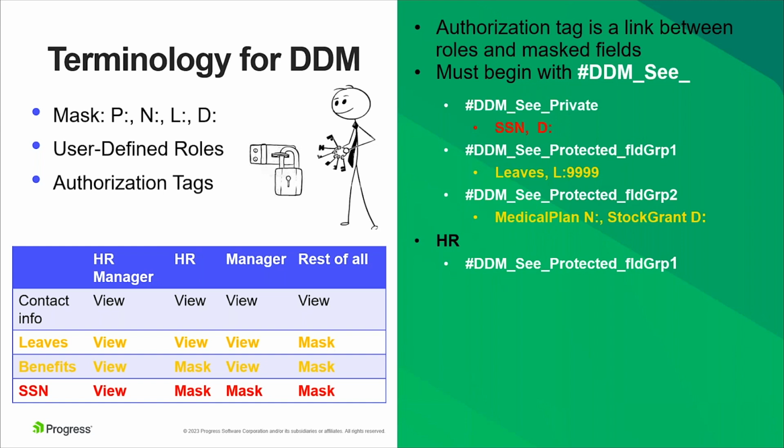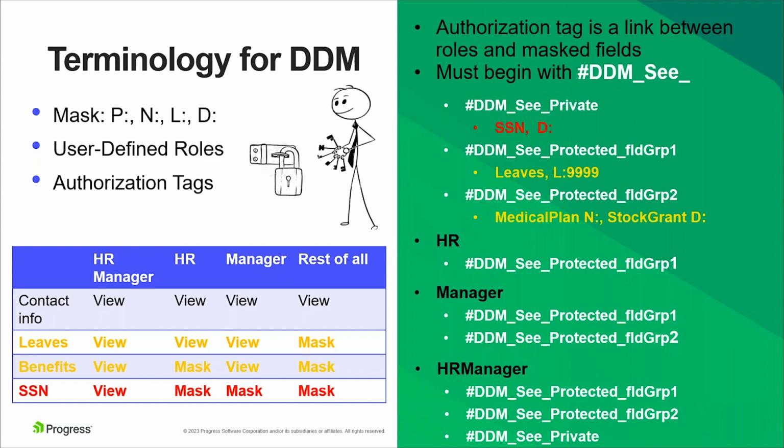In this case, field leaves. In the same way, we have assigned tags, and the tag for that field is only assigned to the HR manager role. So only people who are assigned the HR manager role will be able to see the SSN field, and the rest of the users won't be able to see that field.